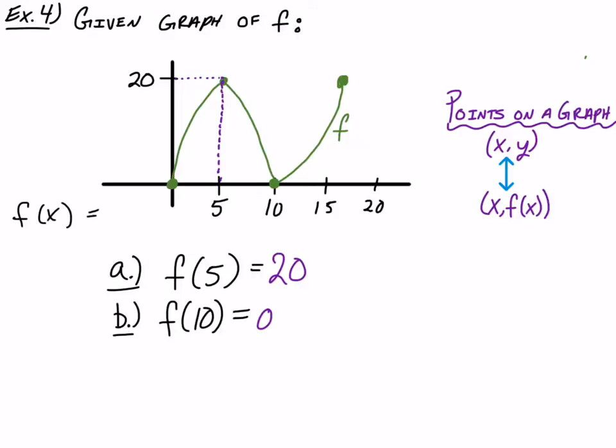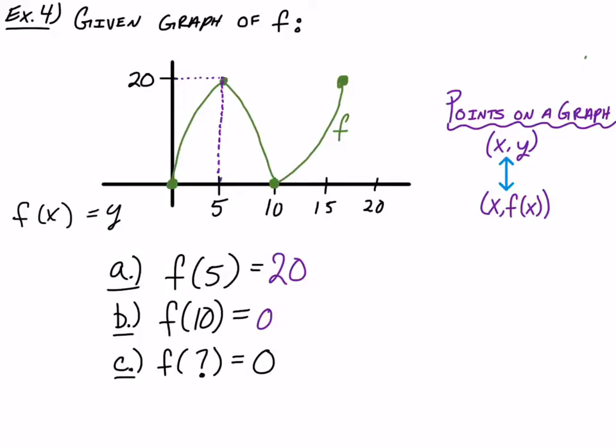Part C, f of what number, what value gives you 0? And just as a reminder, we are used to seeing it like this. F of x equals y. So you plug in the input, your answer is the output y. So this question is about the input. What input, what x value gives you an output of 0 or a height of 0?